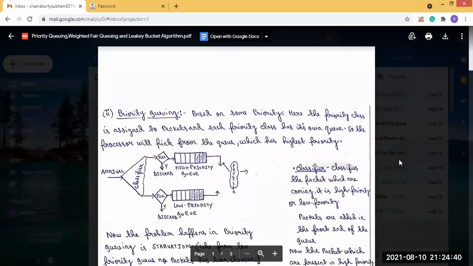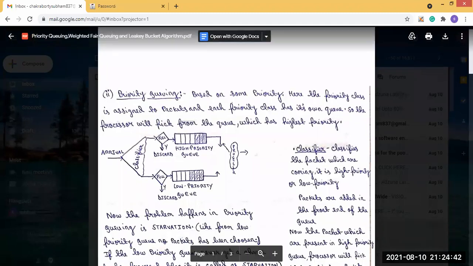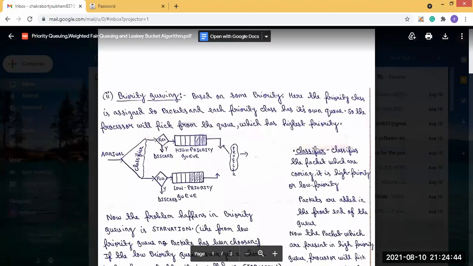So this is the concept of FIFO queuing. Next, there is another one, that is priority queuing. Now, priority queuing is what? It is based on some priority. Here, a priority class is assigned to the packets, and each priority class has its own queue. So the processor will pick from the queue which has the highest priority.